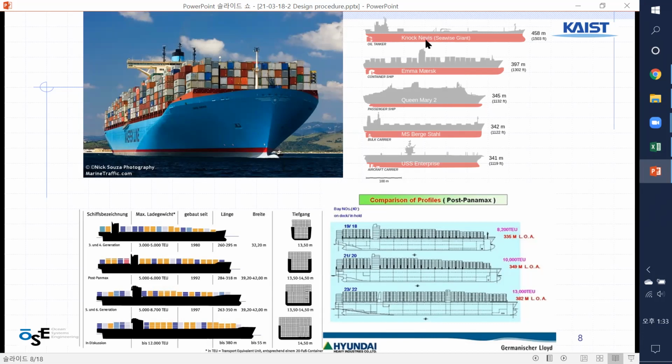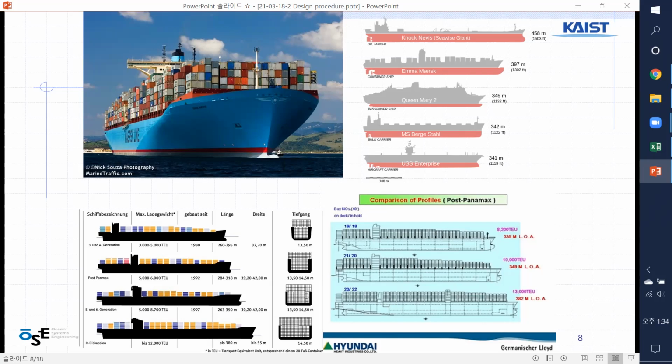And this one at the top is the biggest, not a container ship. What is this? Looks like an oil tanker. Oh, there is an oil tanker. But length, you see that, 458 meters. Second one is a Maersk Line container ship. Third one is a passenger ship, bulk carrier, aircraft carrier. So by seeing the silhouette of the ship, you can sometimes identify what kind of ship it is.